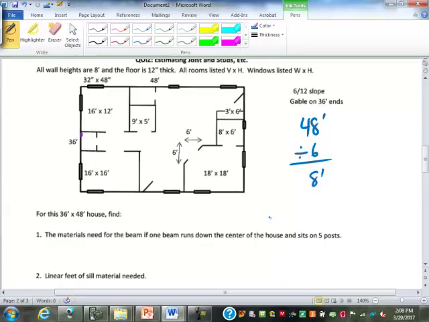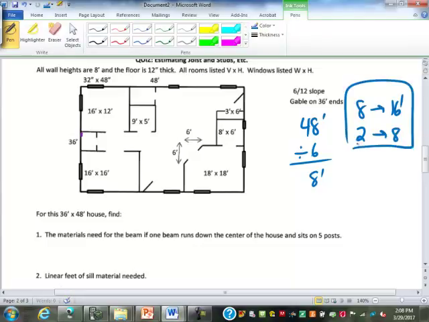8 feet. Perfect. So what we had put up here before, we're just going to go from being 12-footers to 16-footers. So we need 8 16-footers and 2 8-footers instead of 6-footers. Okay, so that is our beam.